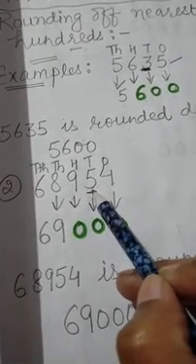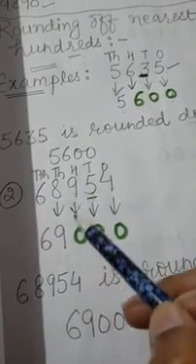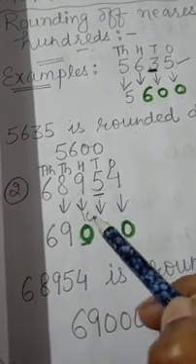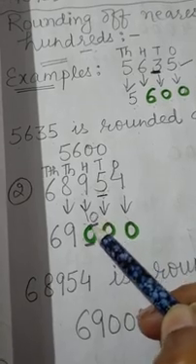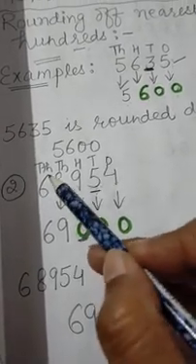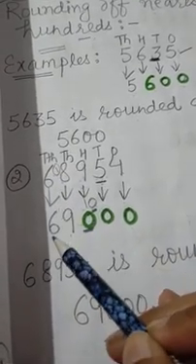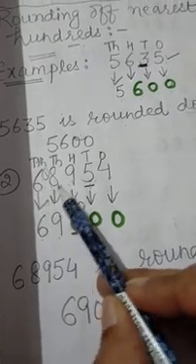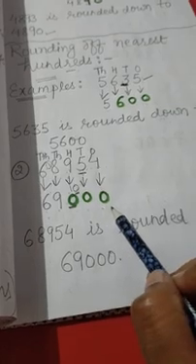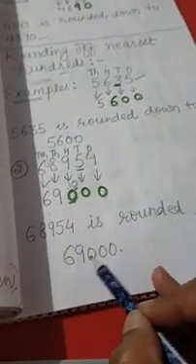Now see, the tens place digit is 5, so there will be a change in the hundreds place because it is 5. It will become next. Now 9's next is 10. We cannot write 2 digits here, so we will write 0 only here, and 1 will be carried to 8. So 8 and 1 will become 9, and 6 will remain 6 only. So 68,954 will be rounded to 69,000. It has increased, so we will use the word up: rounded up to 69,000.